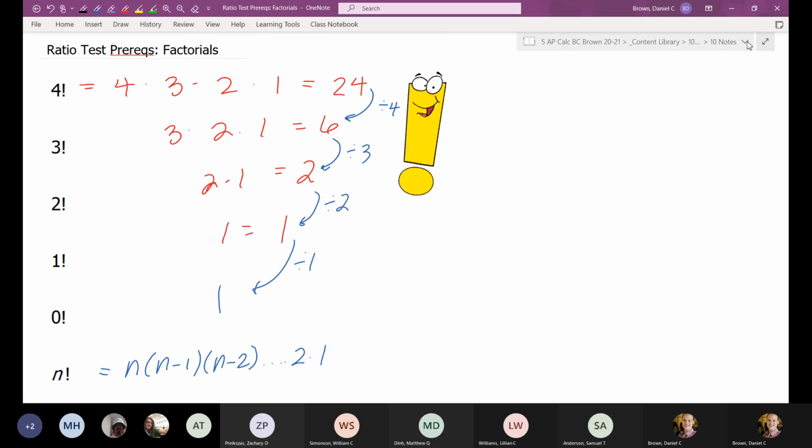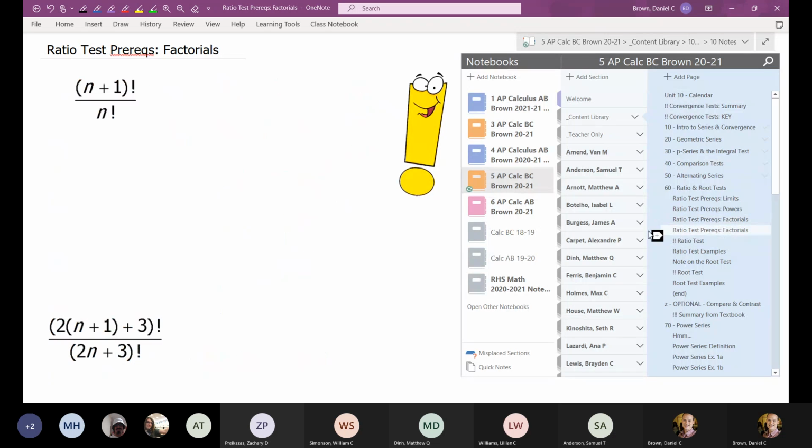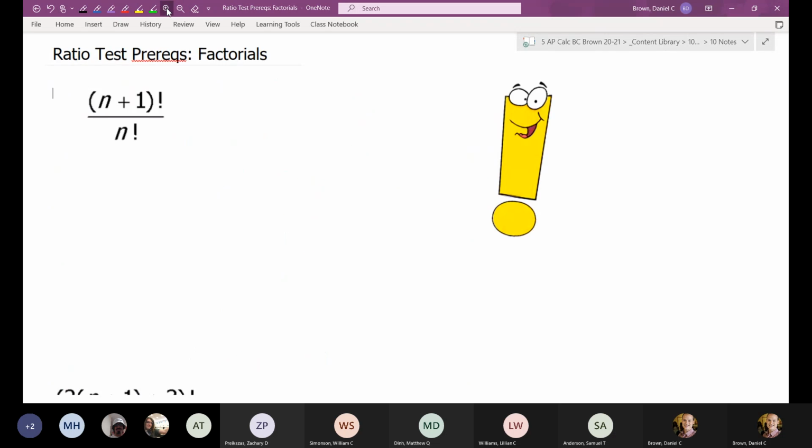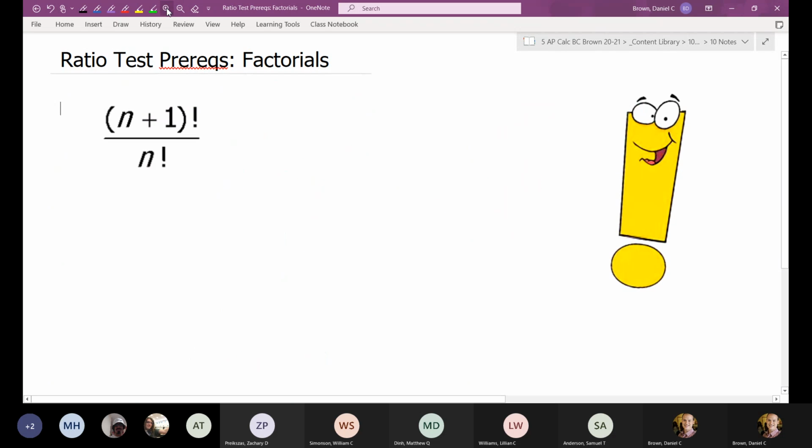When will we often see factorials? Often we need to be able to simplify factorials fairly easily and fairly quickly.